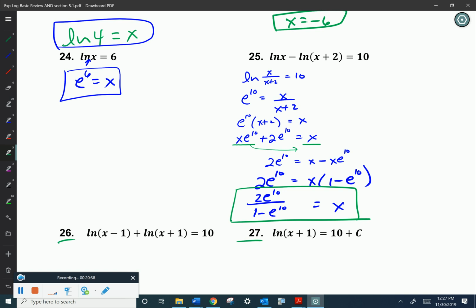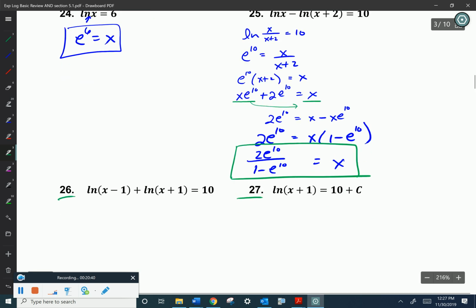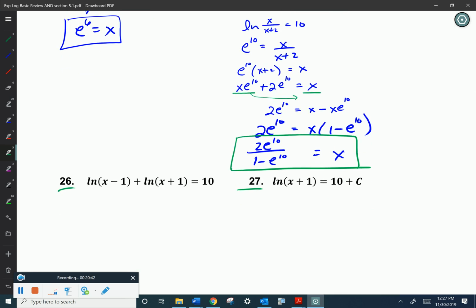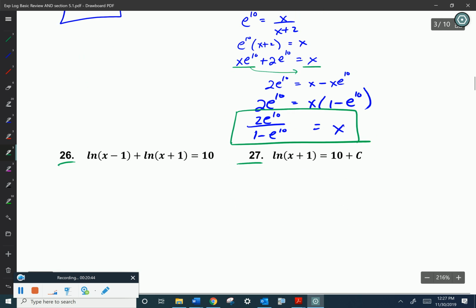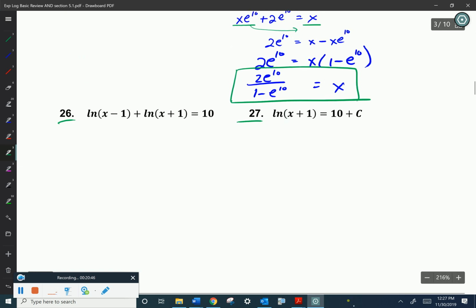Okay, I'm going to let you guys try 26 and 27. They're actually a little more straightforward than number 25. I'll just say this. On number 26, you can't change it to exponential form until you combine those using your property. And then on 27, the log is already by itself. So go ahead and change this to exponential form.